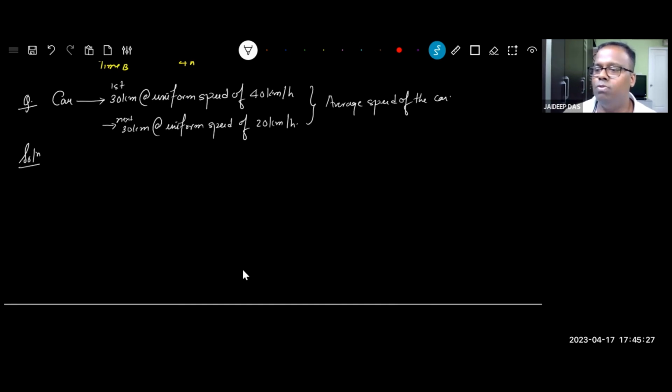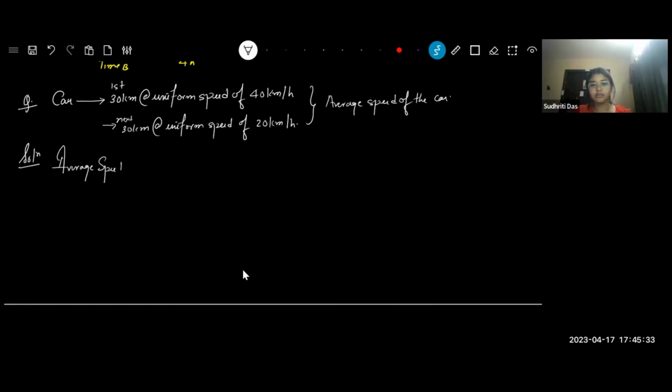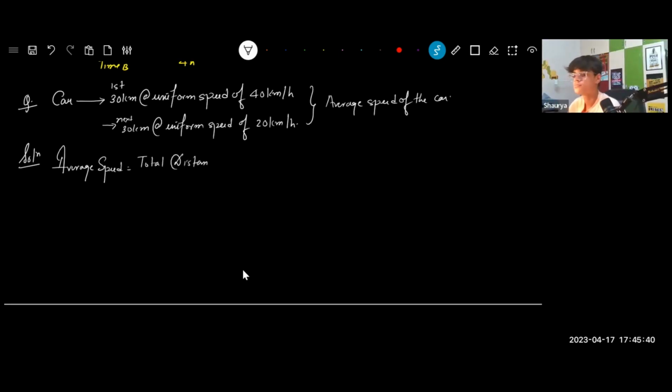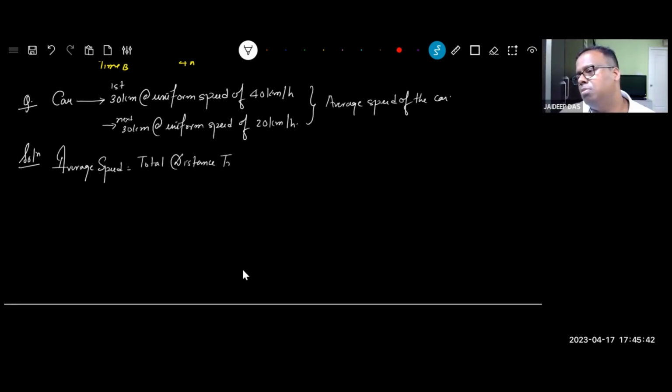Anyone remembers what is the formula for average speed? Total distance over total time. Participate, children, you can keep your mics unmuted. Total distance traveled over total time taken.